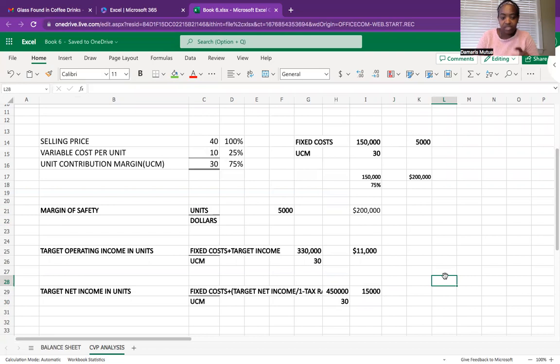If you want to get the same in terms of dollar amount, instead of using UCM, you use what we call the UCR, the unit contribution margin rate, which is 75%. It's basically the same thing, guys. You only need to change this from 30 to 75%. Then you're able to get the figure.